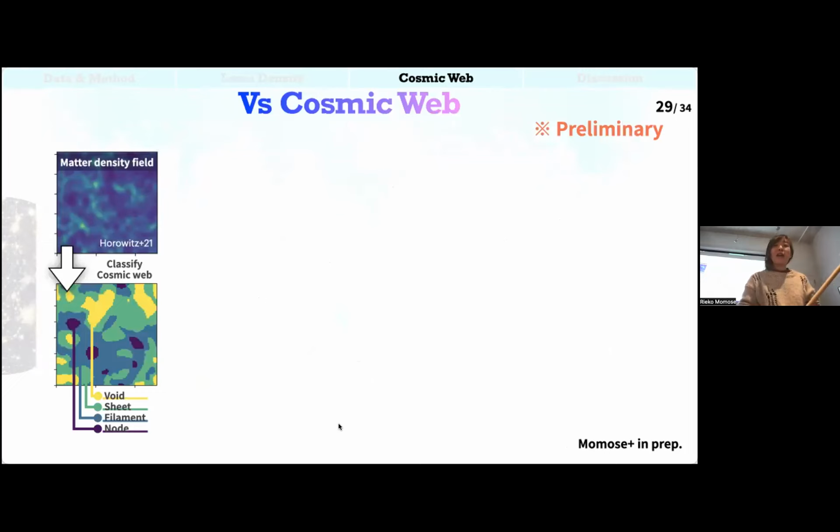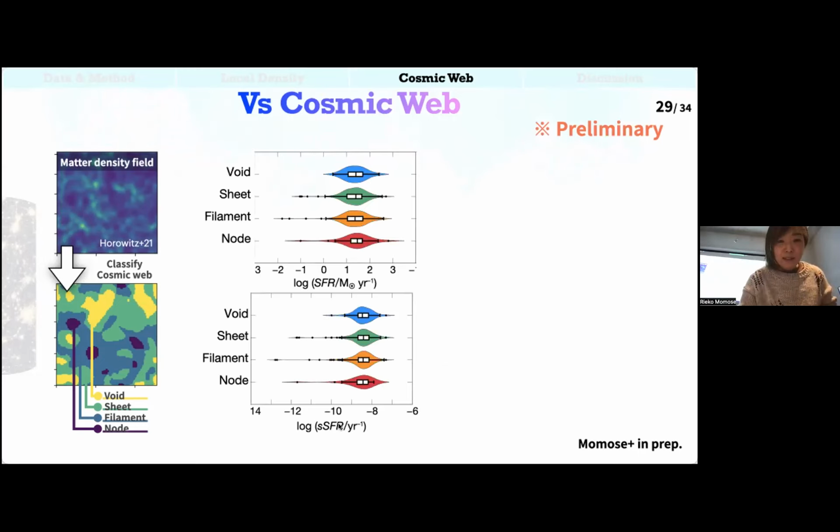Okay, next I show a result on the cosmic web, which is a dependence on a much larger scale matter density environment. Again, we classify the cosmic web into four: void, sheet, filaments, and nodes. First, we examine the entire trend, and here are the violin plots for the star formation rate and the specific star formation rate. Different colors indicate different cosmic web structures.